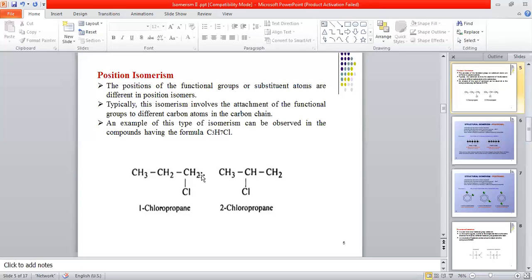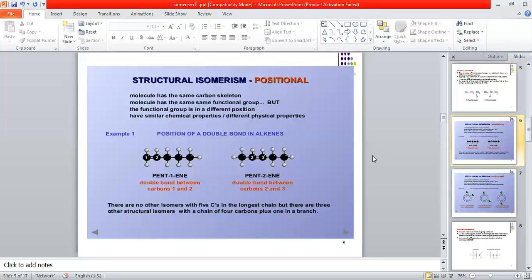Right? But here what is the difference? Here you have to say that there is no difference in their particular molecular formula, because here the number of hydrogen is 6 and there is a 7, but here is a difference in this particular chlorine atom. Here the chlorine is found at the position number 1. Here this particular chlorine is found at the position number 2. That's why it is written that position isomerism means the functional group or any substituent atoms are at a different position.